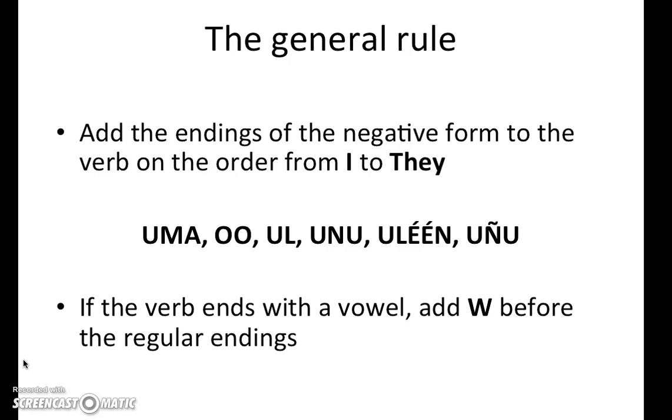The ending for the verb when you use it with I in the negative is uma, for you, or, and then ul, unu, ulen, uñu. If you remember the independent subject pronouns, those are what you use with the verb, and these are the endings for the negative. Now if the verb ends with a vowel, you just put W before these endings, and you will see with the examples.